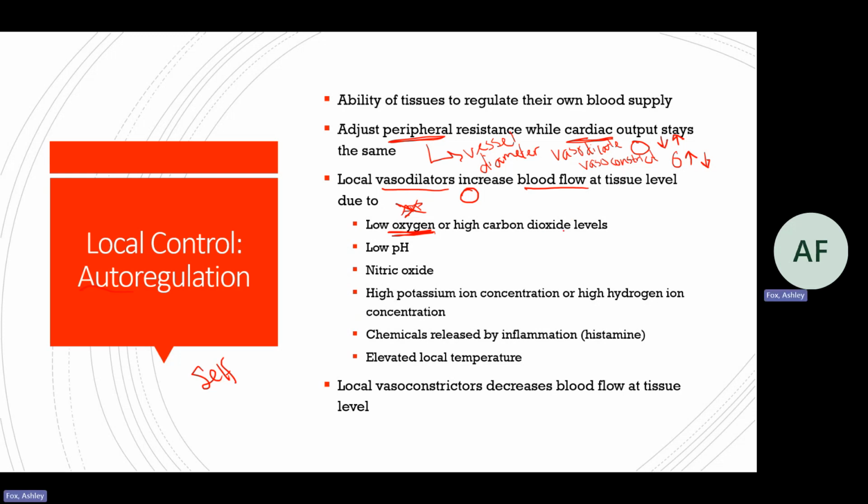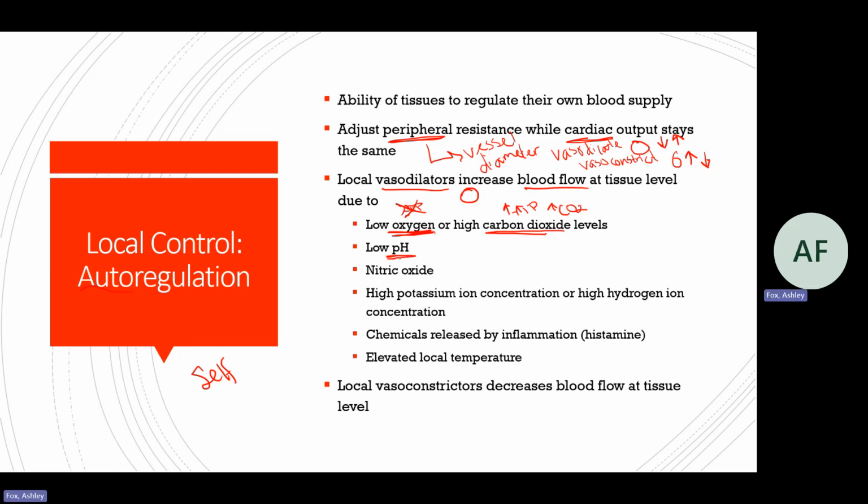Also, high carbon dioxide levels. That is a waste product of making ATP. So you've made a lot of ATP, you've made a lot of CO2, but it's still hanging out. That is actually damaging and not proper for the tissues as well.